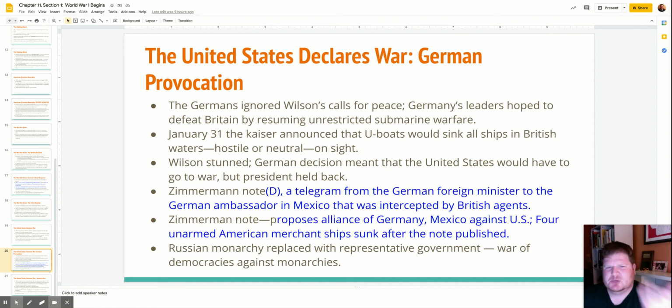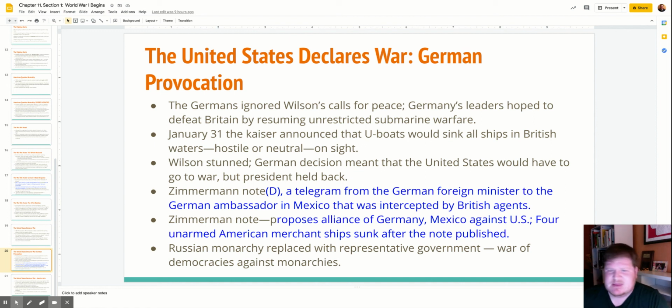Ultimately, what happens is Germans ignore Wilson's call for peace, and a lot of leaders actually hope to defeat Britain with unrestricted submarine warfare. On January 31st, the Kaiser, which is kind of like the main leader, announced that the U-boats would sink all ships in British waters, hostile or neutral, on sight. So basically saying, America, that goes for you. Just be warned that you may get sunk.